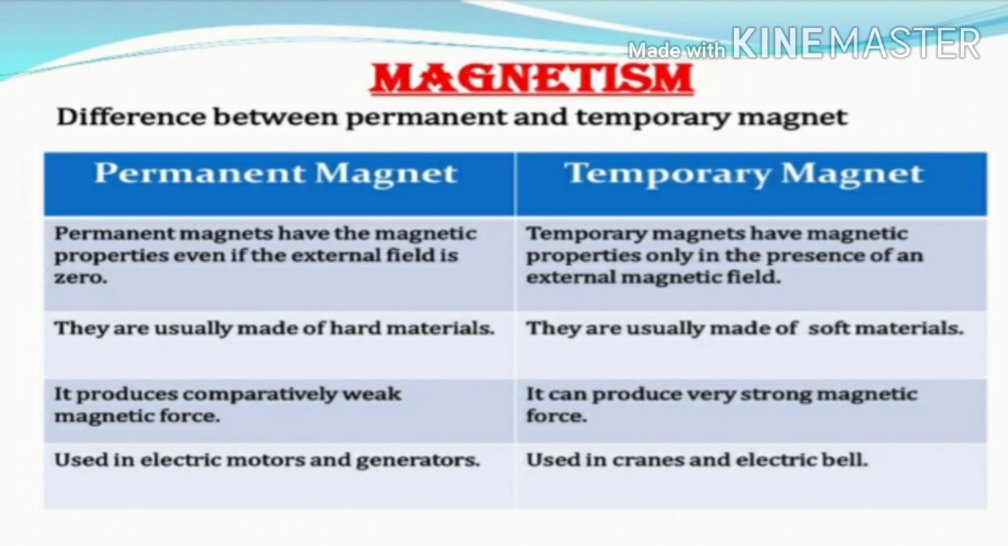Permanent magnets are used in electric motors and generators. Temporary magnets are used in cranes and electric bells.